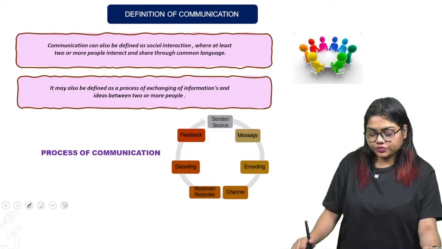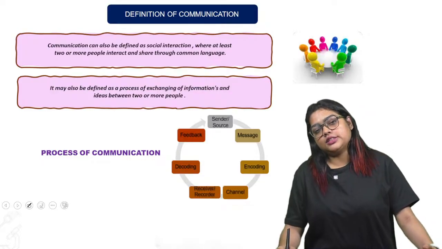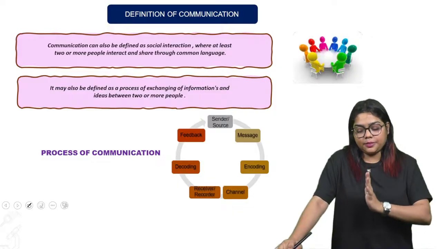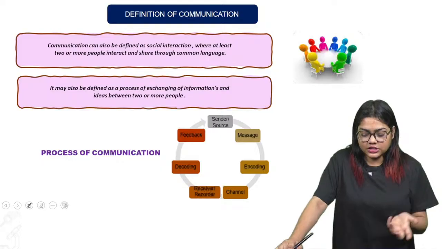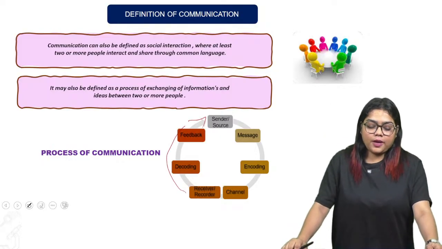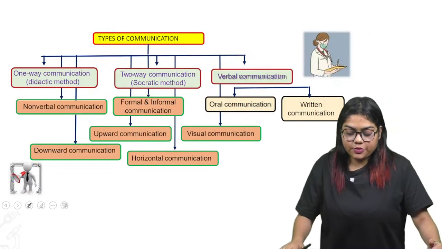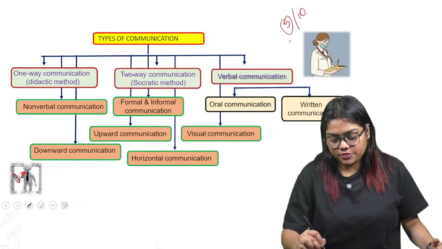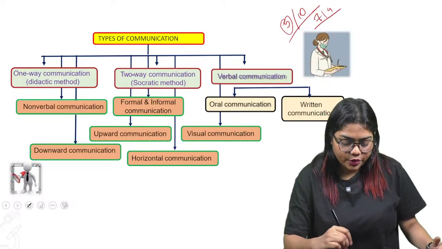So there is a process of communication. First there will be a sender or source, who will send a message, which is encoded and sent through the channel to the receiver. The receiver will decode the message and give feedback. So this is the process of communication. Now there are different types of communication. These types of communication can come for 5 marks, or for 10 marks, 7 marks, 4 marks. This is also a very important question.